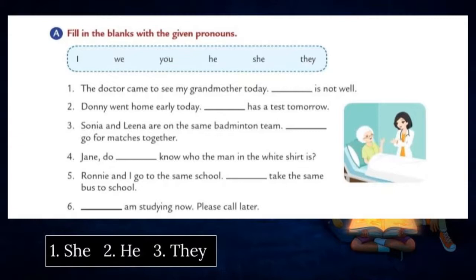And the third one is, Sonia and Lena are on the same badminton team. Dash go for matches together. Just now we spoke about this: when two nouns are joined by and, we should use they. So in the third sentence, two nouns are joined by and. They are Sonia and Lena. So what is the pronoun we should use? Yes, the answer is they. Sonia and Lena are on the same badminton team. They go for matches together. Okay, students, we completed the first three. The remaining three you should do in your grammar book.